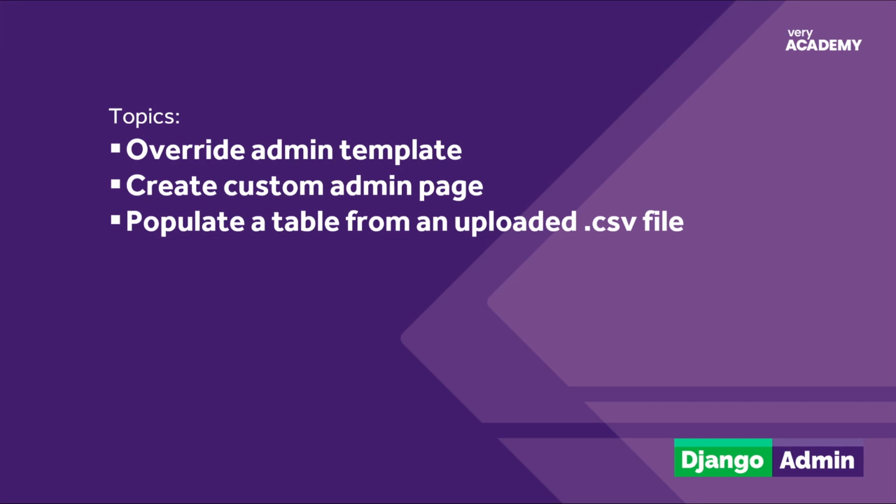So we'll click a button. That'll take us to the custom admin page, and on that page will be a form essentially where a user can upload a CSV file. So they'll press the button, upload their CSV file, and then once they've uploaded, the data in the CSV file will then get added to a particular table.